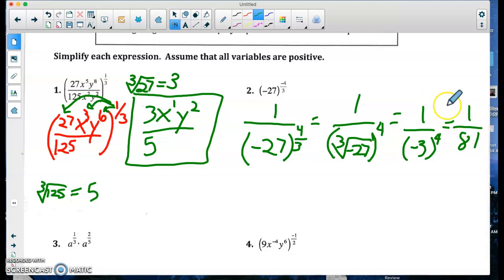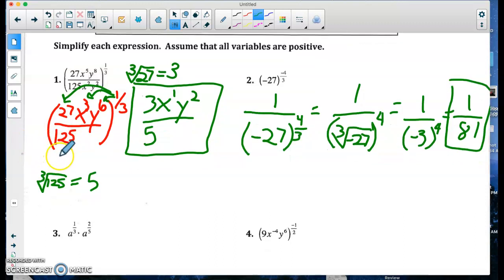We double check again. I can't do anything else with this problem. So this right here is our answer. Okay. All right, moving along.